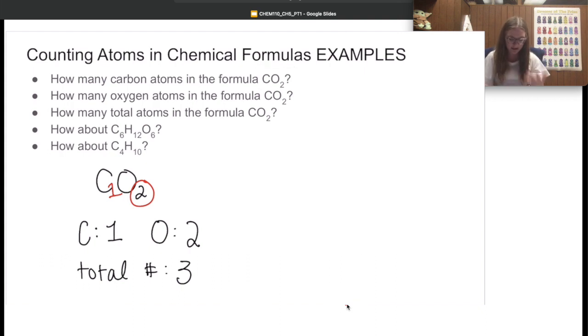So in the end, the chemical formula CO2, which is carbon dioxide, right? Breathe in, breathing out that carbon dioxide. That carbon dioxide has 1 carbon and 2 oxygens in the end.